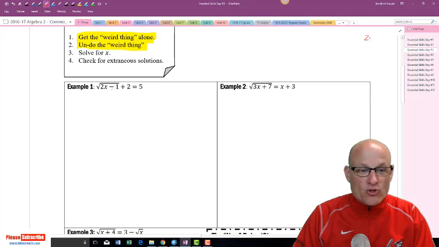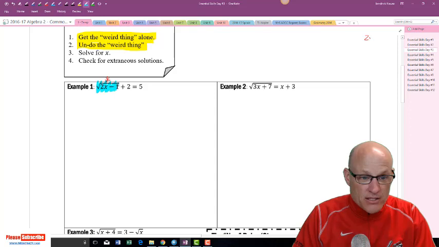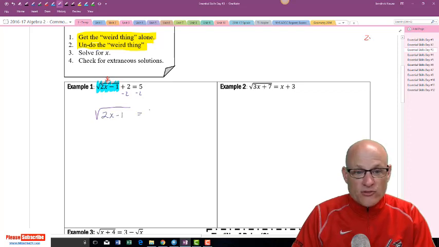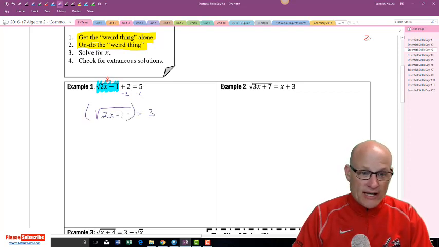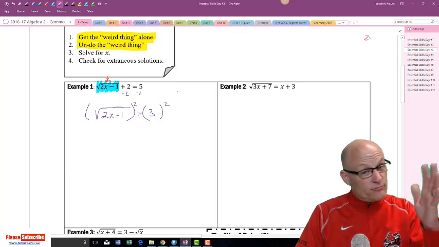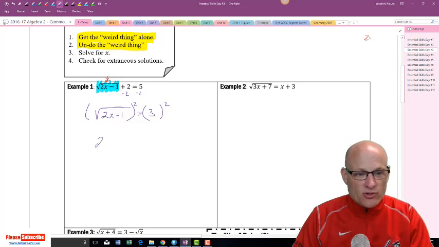Let's get the weird thing alone. You cannot touch this until this thing, which is the weird thing right here, is all by itself. So the first thing you're going to do is subtract that 2. So now the weird thing is by itself. Set it equal to 3. Square both sides, because that is undoing the inverse operation of a radical, which is a square. What you do to one side, you do to the other. So I get 2x minus 1 equals 9. Bring the 1 over, I get 2x equals 10. Divide by 2, and I get x equals 5.